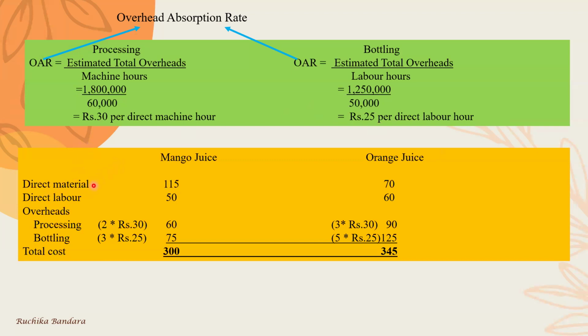So I have taken here direct material first, 115.70, it's already given in the question. Direct labor 50 and 60. When it comes to overheads, there are two departments, processing and bottling. When it comes to processing department for mango juice, look at your mango juice column, actual machine hours for processing department 2 hours. So that is the number of hours we have to consider here. 2 into 30 rupees. When it comes to orange juice, same line, you need 3 hours. So per hour is 30, 90.